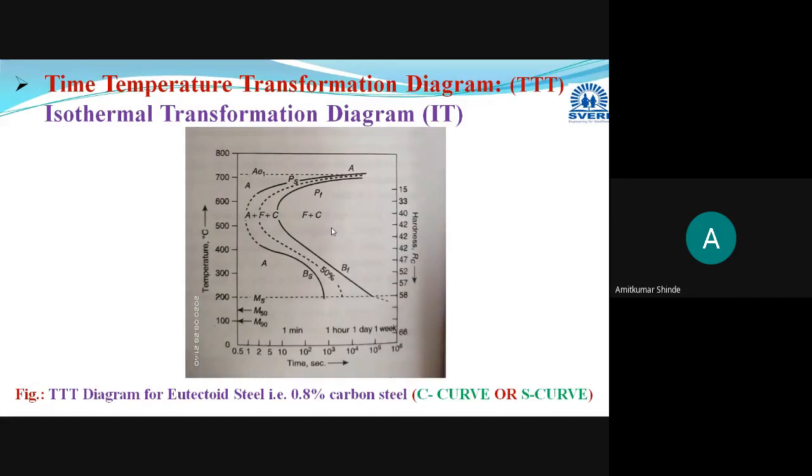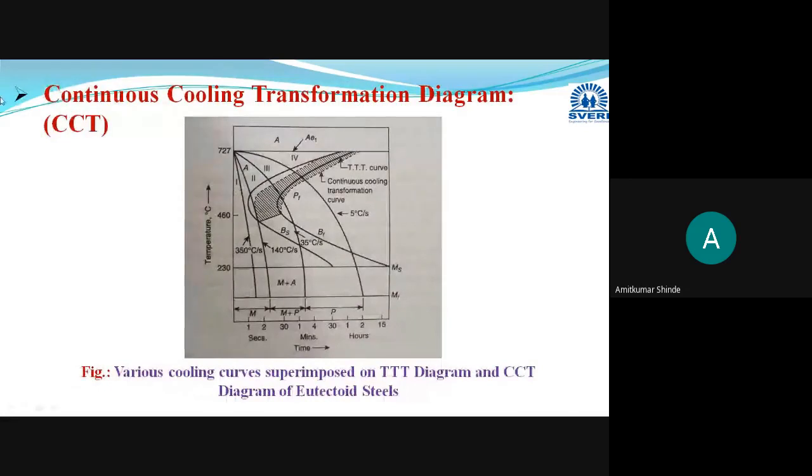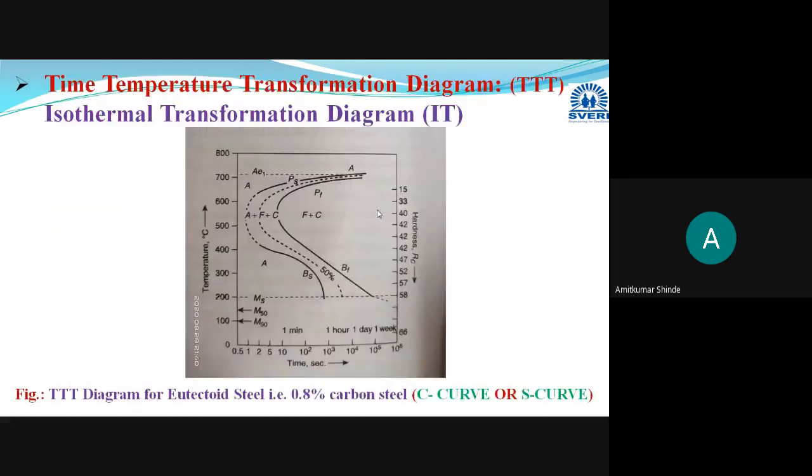They will ask you to draw the TTT diagram, and you have to explain this TTT diagram. The TTT diagram will compulsorily be there. Sometimes they may also ask you the CCT diagram, the continuous cooling transformation diagram. The same kind of diagram is there, just a little bit of difference, which I will tell you. Just try to draw this diagram.